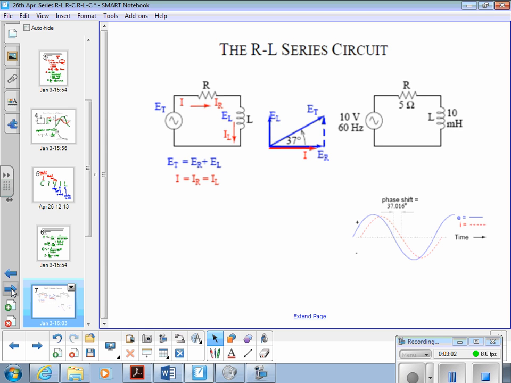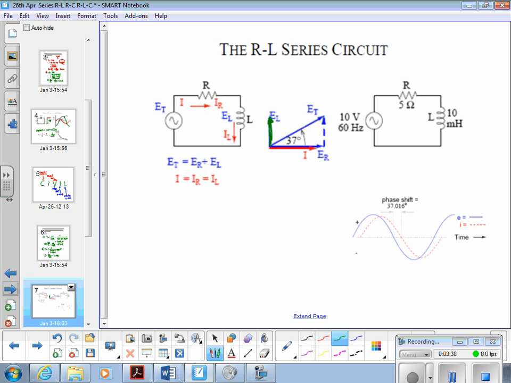that flows in that circuit, and the resistor voltage ER is in phase with it, because we know that current and voltage for a resistance are always in phase. And then the voltage due to the inductor, which I'm going to rewrite here in green, is 90 degrees ahead of the voltage for the resistor. And that's also ahead of the current.